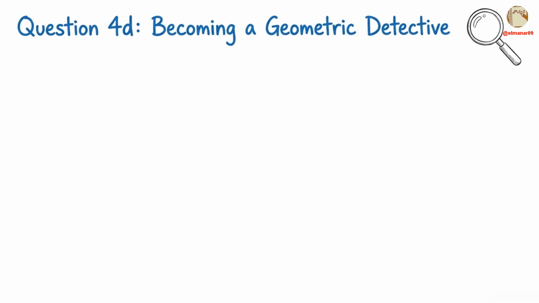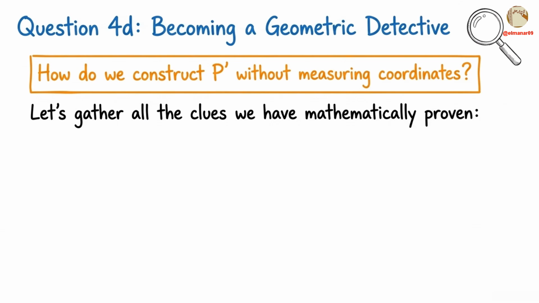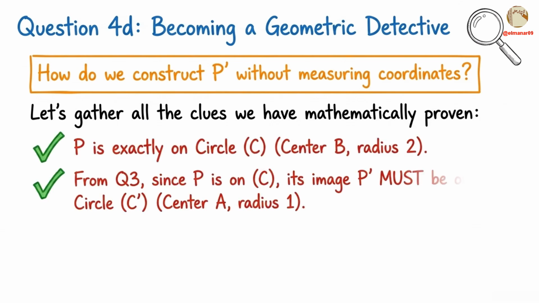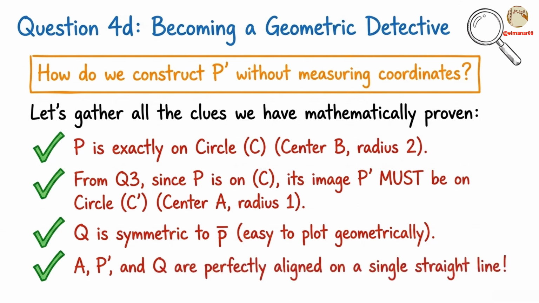Now, let's be geometric detectives for question 4D. How can we find exactly where P prime is without any more math? Let's use our clues. 1. P is on circle C. 2. That means P prime must be on circle C prime. 3. Q is easily plotted using symmetry. 4. Most importantly, A, P prime, and Q are on a single straight line. We have everything we need to draw it.